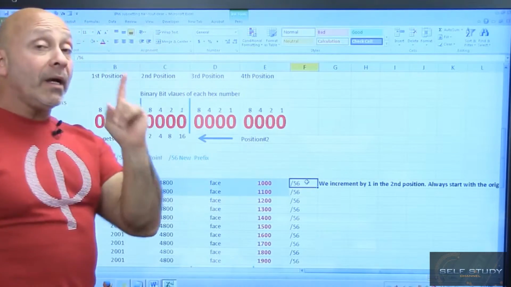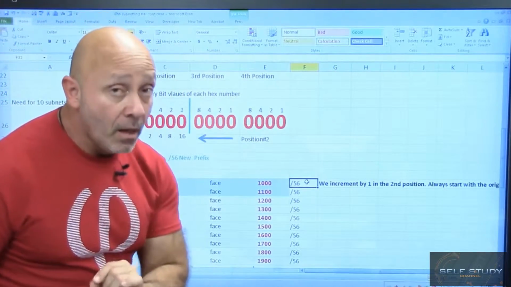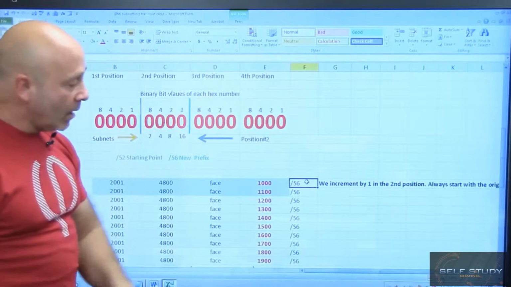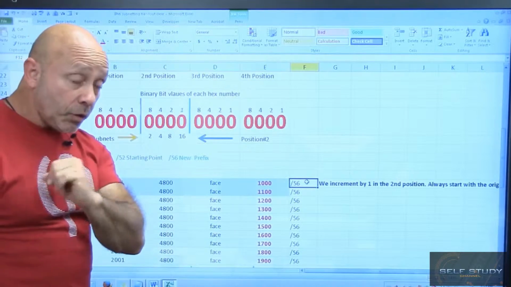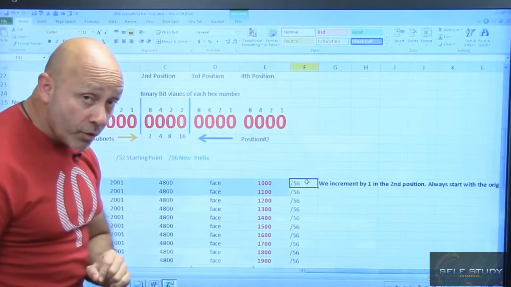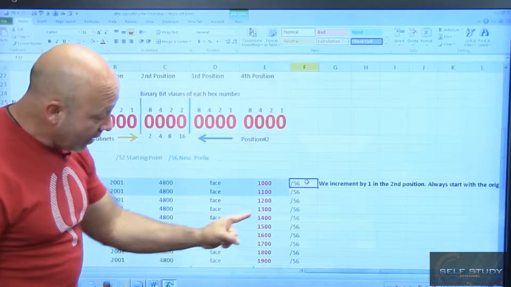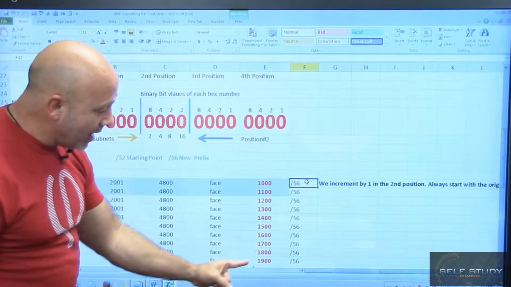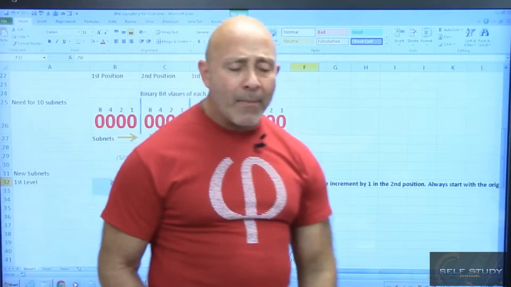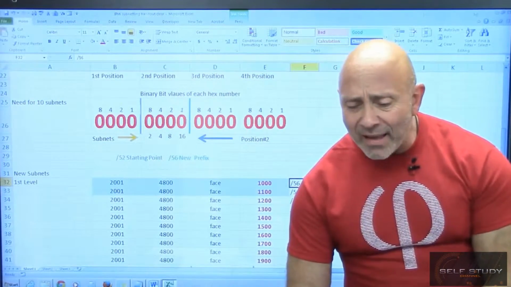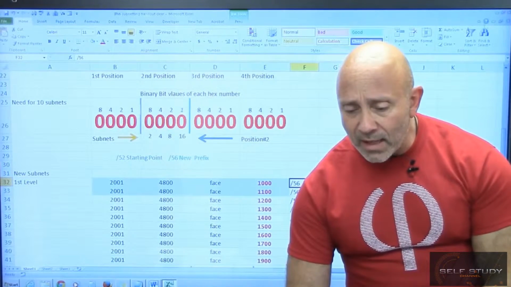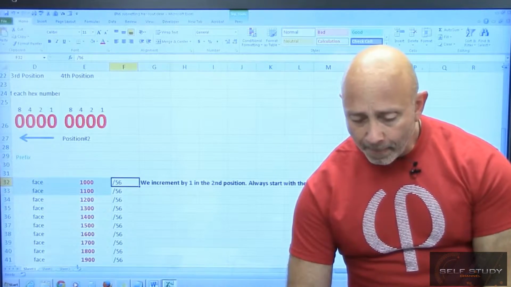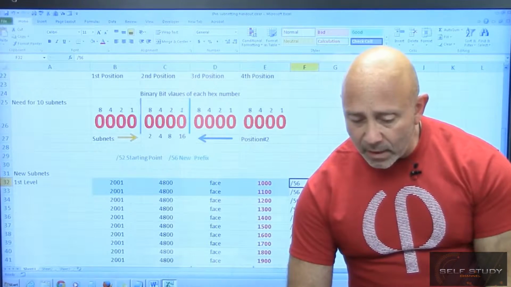And then we are incrementing on the second position. And we're incrementing by what? By 1. So therefore, 1000, our starting point, 1100, 1200, 1300, 1400, 1500, 1600, 1700, 1800, 1900. Well, what happens when you go beyond the 9? What happens when you go beyond the 9? Okay, come over here. Did I go beyond that?